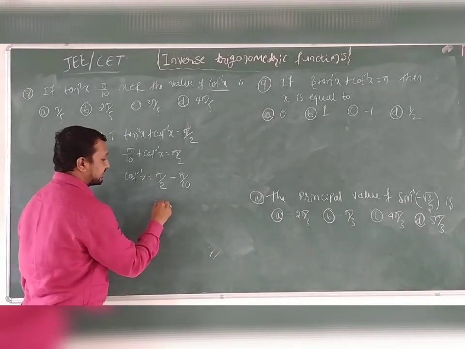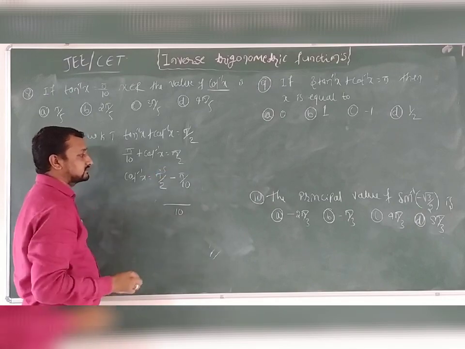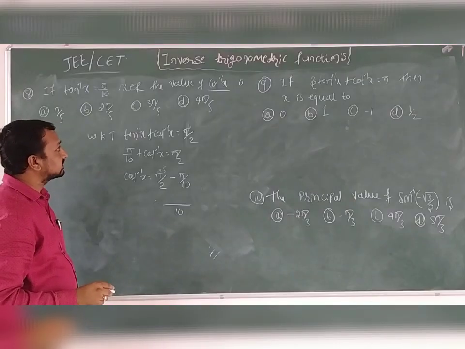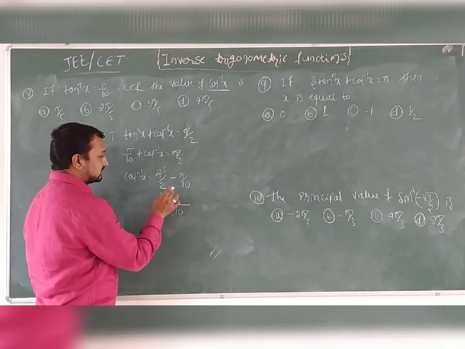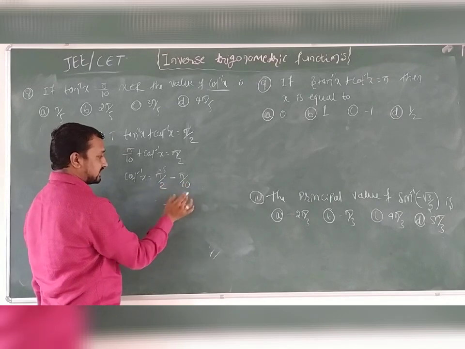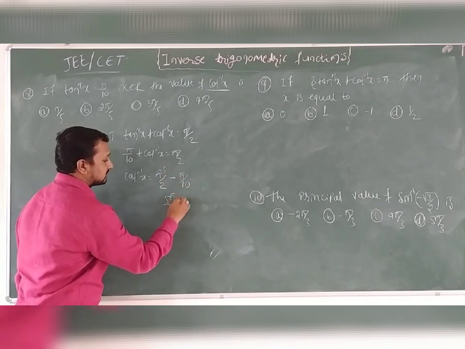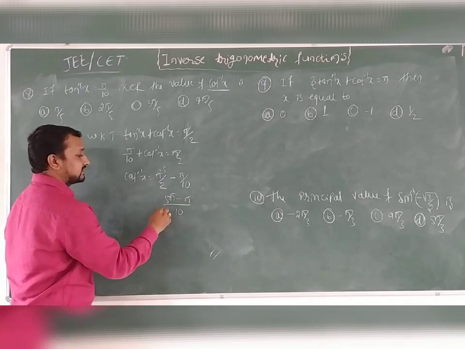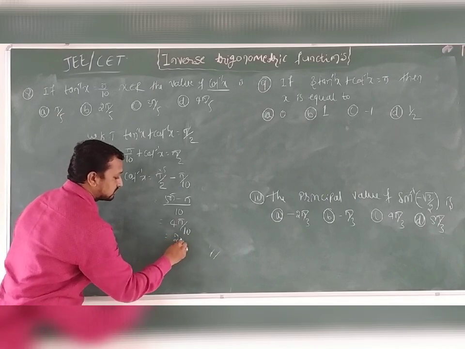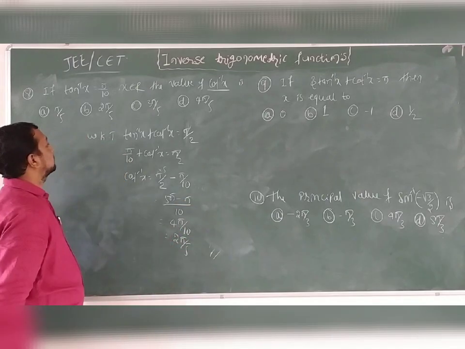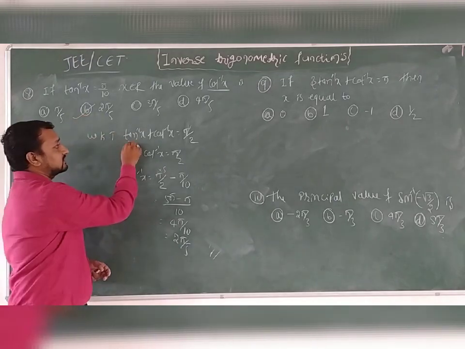So here we can take 10 as the LCM. Then we multiply by 5, since 2 fives are 10. So 5 pi minus pi is 4 pi by 10. 4 pi by 10 is nothing but 2 pi divided by 5. So 2 pi by 5 is the answer. It is a simple question by using this solution.